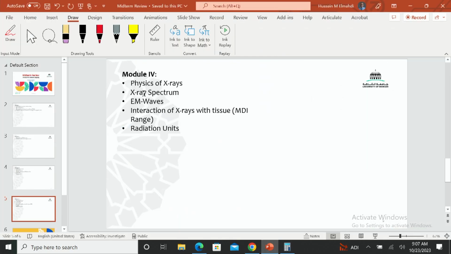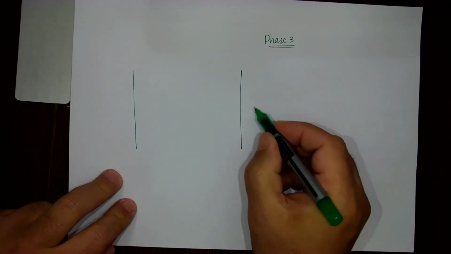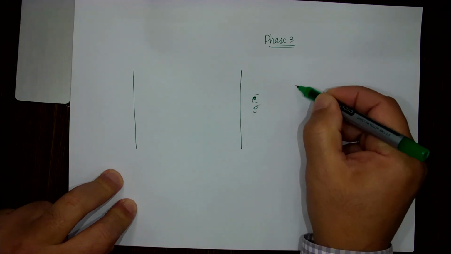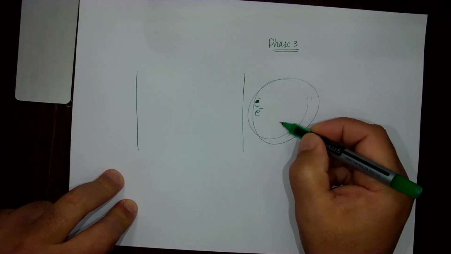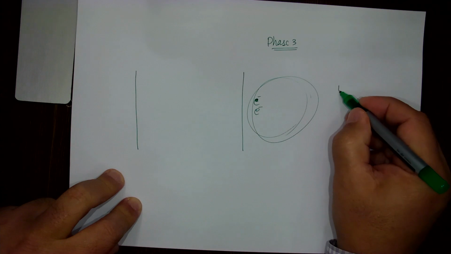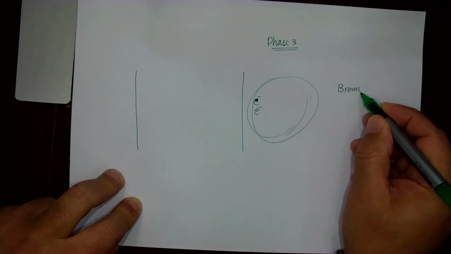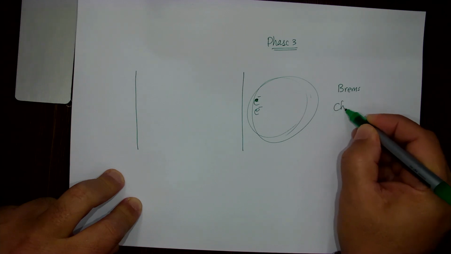So this is the physics of X-rays. Now the next point, phase number 3. So this was phase number 2. Phase number 3: these electrons coming in hit the target, and then they will have two interactions. We said either Bremsstrahlung or characteristic X-rays.